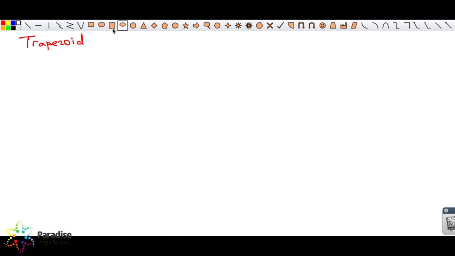Now we are going to study the trapezoid: area and perimeter of a trapezoid, or trapezium. You can say both. Let's draw a trapezoid first. Okay, here we go. Let's make it a blue one. So this is our trapezoid or trapezium.